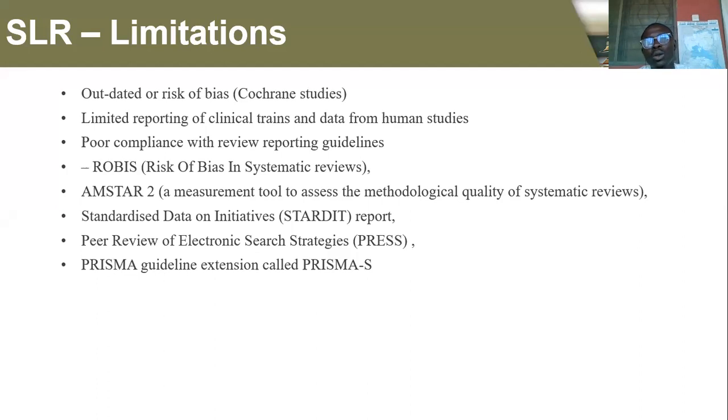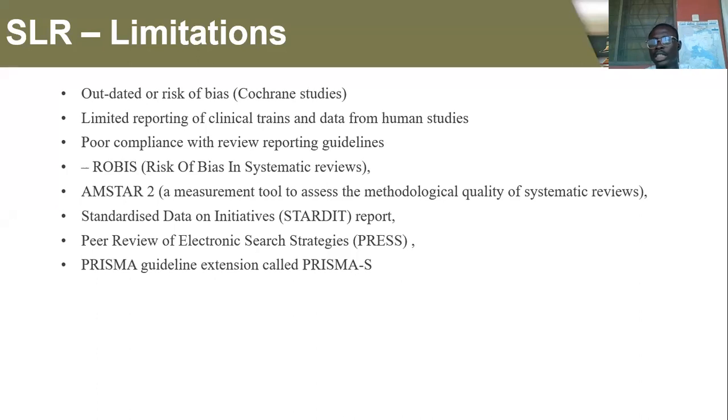Then the second one, you look at the scope. It's saying that there is limited reporting of clinical trends or data from human studies. What we mean is that because there is no clear criteria of the scope, whether to go the narrow way or the broad way, some people will just look at the narrow way and report as if there is nothing else that has been done. So the systematic literature review can be limited, or the scope can be limited.